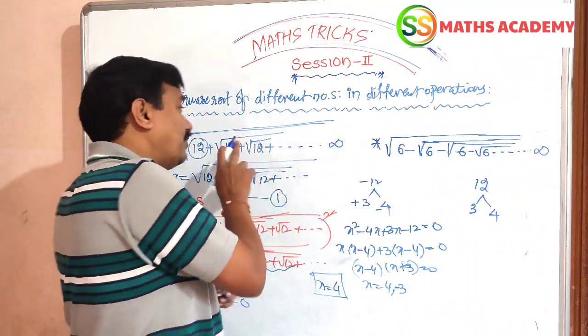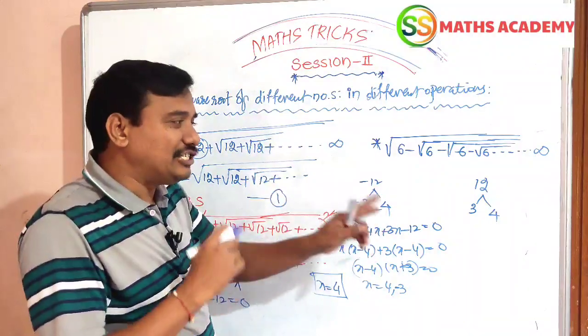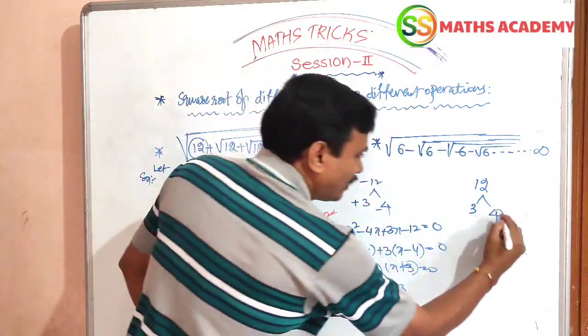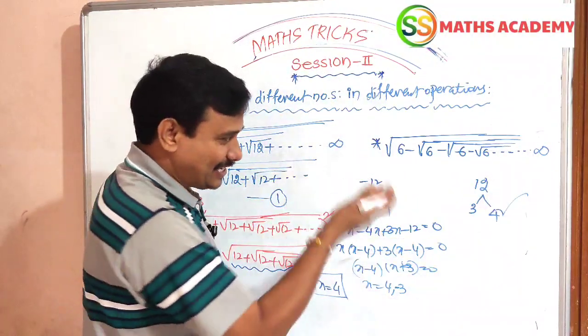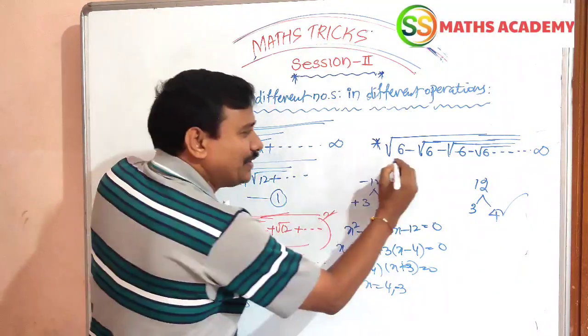It is clear. Now here, what is the sign in the question, friends? Positive. Positive means, in these two, which is bigger? 4 is the bigger. The answer is 4. Clear? Now let us see the second question in this technique also.